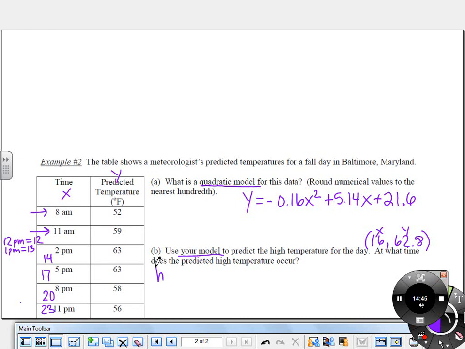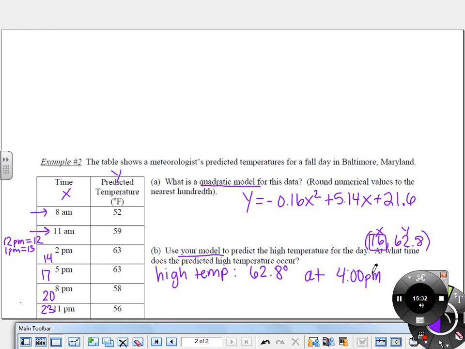And so we would assume, based on our model, that the high temperature we would predict for a fall day here would be 62.8 degrees. The next thing it asked is, at what time does the predicted high temperature occur? Notice that our x value representing time was 16, and we used that as hours after midnight, like the 24-hour clock. So we would assume that this high temperature of 62.8 would occur at 1600 hours. 1200 would be noon, and we're 4 hours beyond that. So we're looking at 4 o'clock p.m. when we expected to hit this high temperature that we predicted.